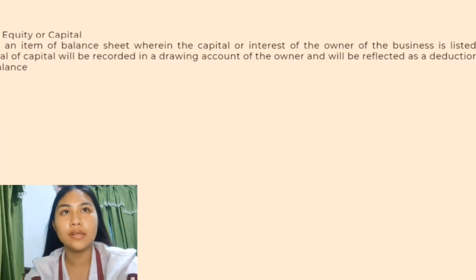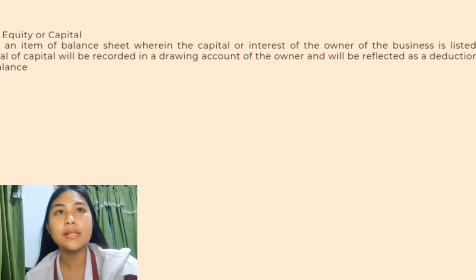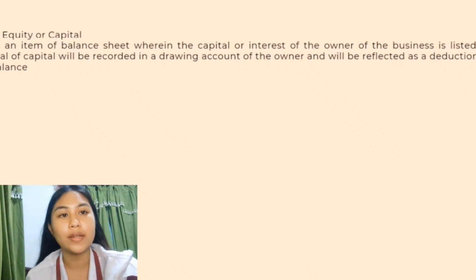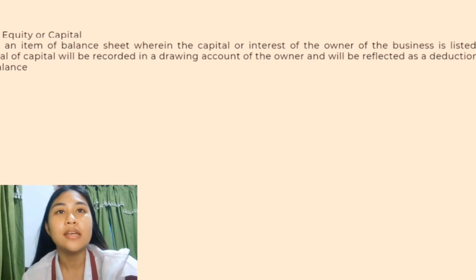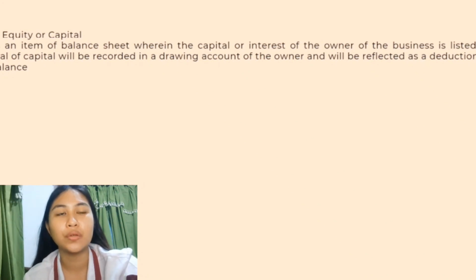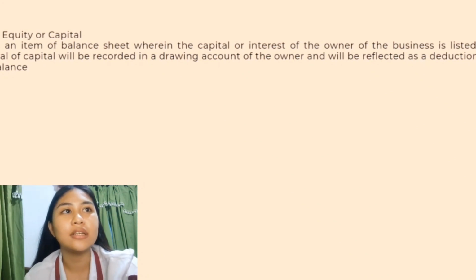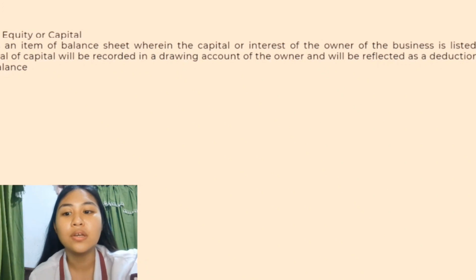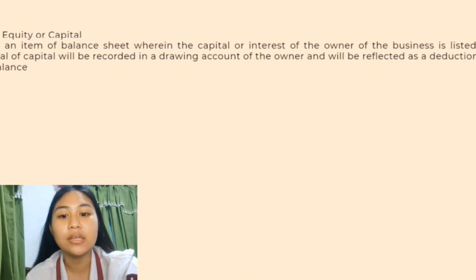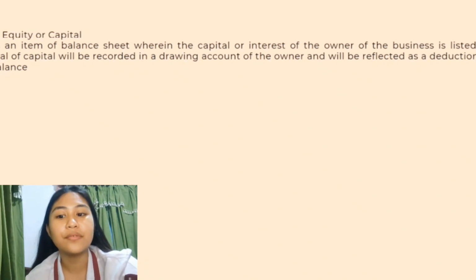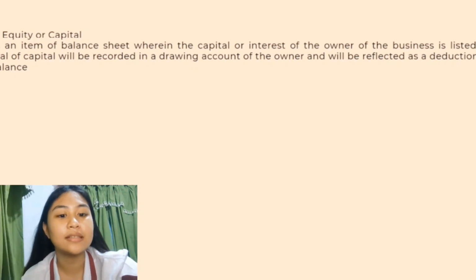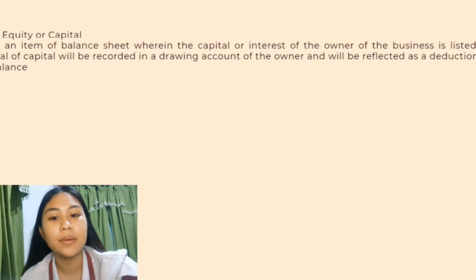Next is the owner's equity or capital. Capital is an item of the balance sheet wherein the capital or interest of the owner of the business is listed. Any withdrawal of capital will be recorded in a drawing account of the owner and will be reflected as a deduction to the capital balance. Okay, so the owner's equity or capital is the value of cash and other assets invested in the business by the owner of the business.